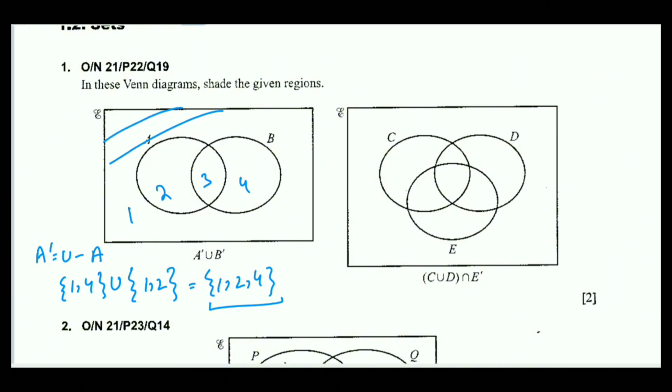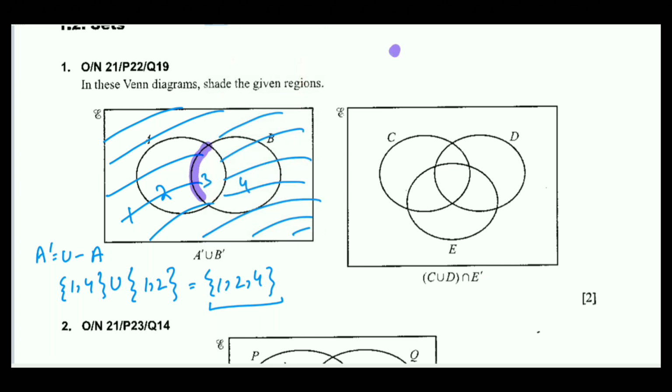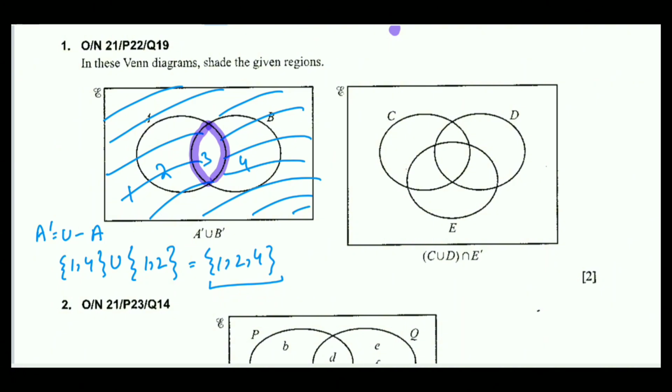Just 3 will be left. So this is the way you have to shade the required region. Three is left, you can see. So A complement union B complement is shaded. In the same way you have to solve the other part, C union D intersection E.